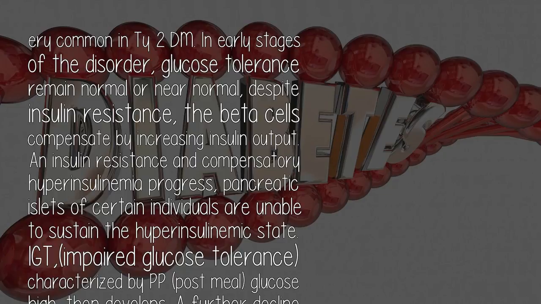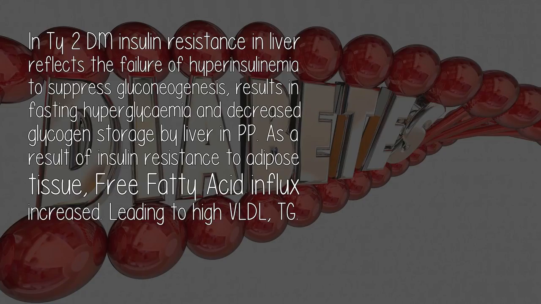IGT, impaired glucose tolerance, is characterized by high PP, post-meal, glucose. Then a further decline in insulin secretion develops, and further mechanisms increase hepatic glucose production, leading to overt diabetes with fasting hyperglycemia. Ultimately, beta cell failure may ensue. In type 2 DM, insulin resistance in the liver reflects the failure of hyperinsulinemia to suppress gluconeogenesis, which results in fasting hyperglycemia and decreased glycogen storage by the liver in the PP state. As a result of insulin resistance in adipose tissue, free fatty acid influx increases, leading to high VLDL and TG.